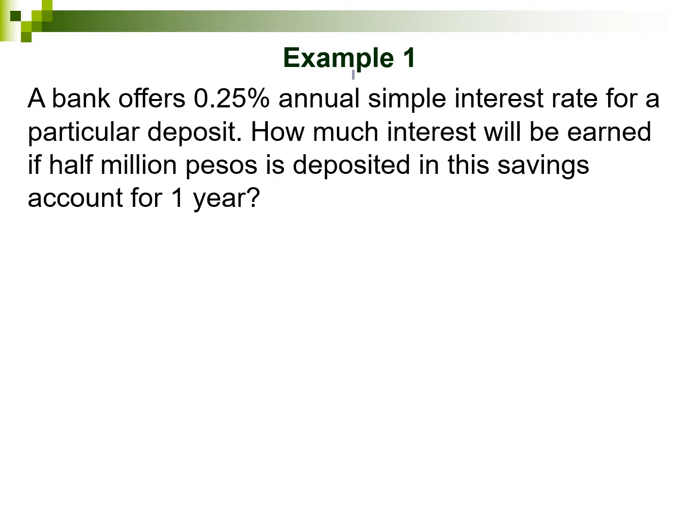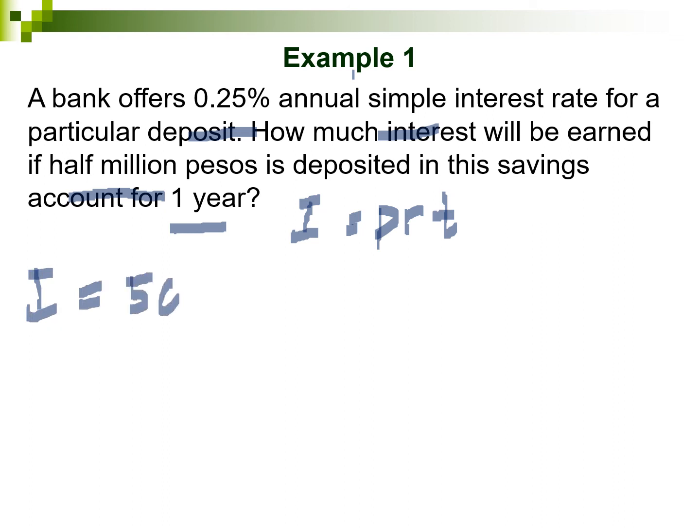Let's have this example. A bank offers 0.25% annual simple interest rate for a particular deposit. How much interest will be earned if $500,000 is deposited in the savings account for 1 year? Let us recall the formula. I is equal to principal times rate times time. Let's have the given. Principal is 500,000. So I is equal to 500,000 times rate, which is 0.25. Take note, 0.25 still with percent sign.